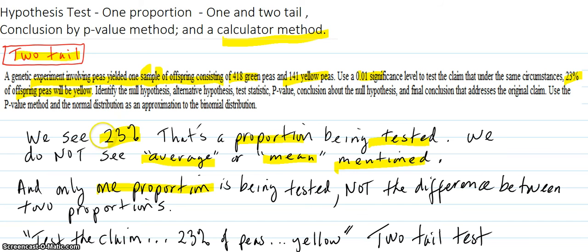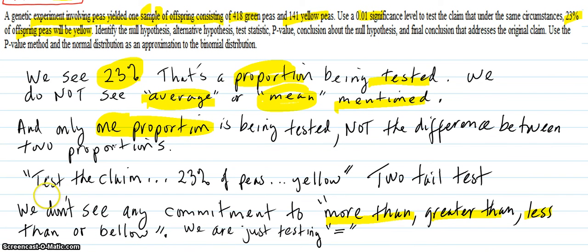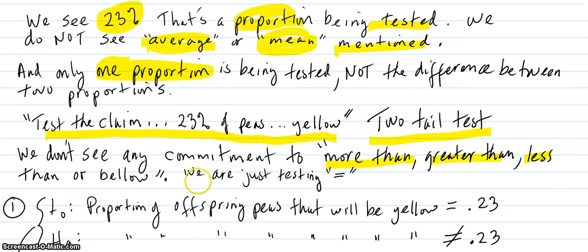So we see a 23% that we're testing, and that's a proportion that's being tested. We don't see the words average or mean, so we know we're in a proportion. Also, we only see one proportion being tested, not the difference between two, so it's a one proportion test. And we see words like test a claim, 23% of peas will be yellow. That's a two-tailed test because we don't see any commitment to words like more than 23%, greater than, less than, or below. We're just testing whether it's equal.